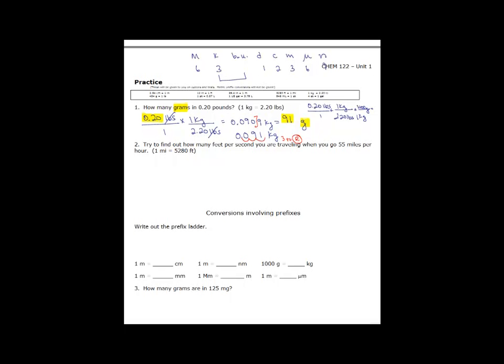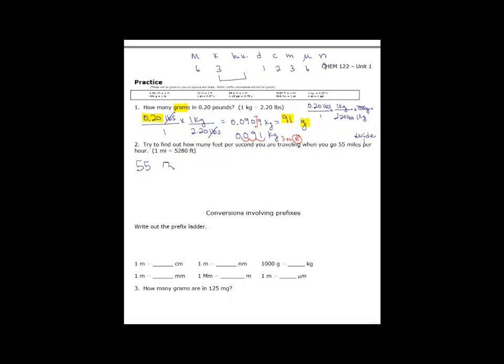Okay, and number 2. This one might have thrown you a little bit because feet per second, I don't know this. So try to find out how many feet per second you are traveling when you are going 55 miles per hour. So per means divide. So 55 miles per hour is your starting quantity. So you might think, oh, I can just write it out like that. But if you write it like that, it doesn't clearly show where your units are.